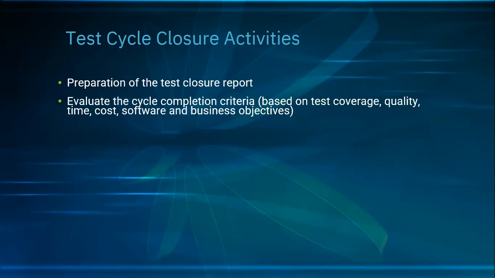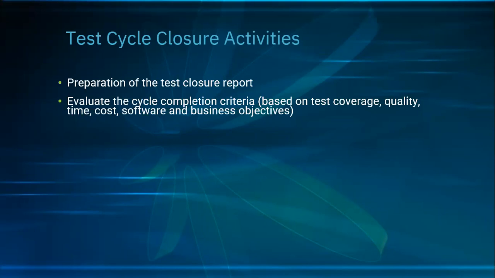Evaluate the cycle completion criteria based on your test coverage, the quality, the time, the cost, the software, and business objective. That is the way we evaluate the criteria. In terms of test coverage, you have written all the tests. Are all the priorities of the tests covered? The first thing you put is the risk, the priority. Have they been tested vigorously? Do you feel you have good test coverage? Has everything been executed as expected? What do we have left?